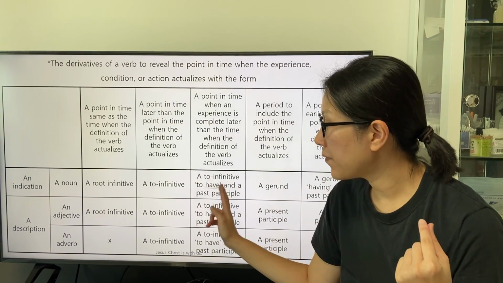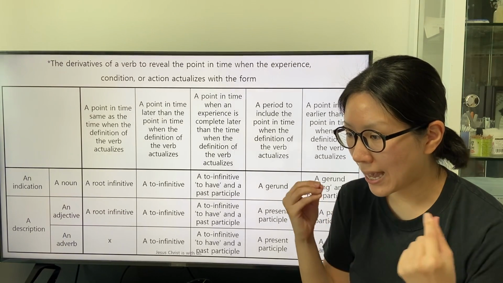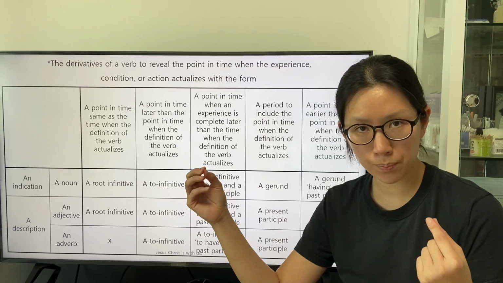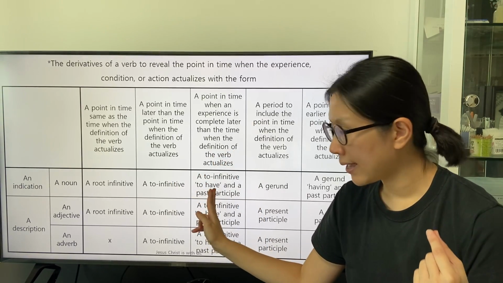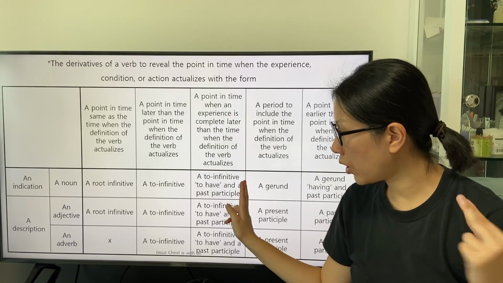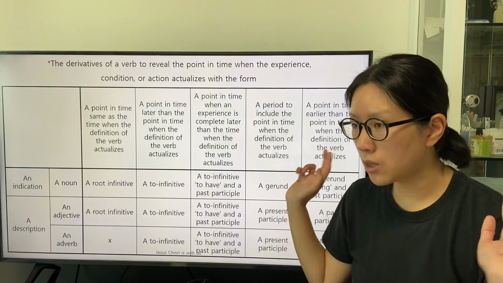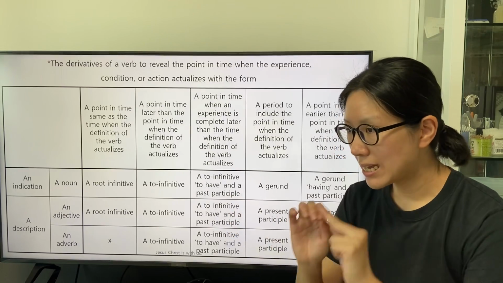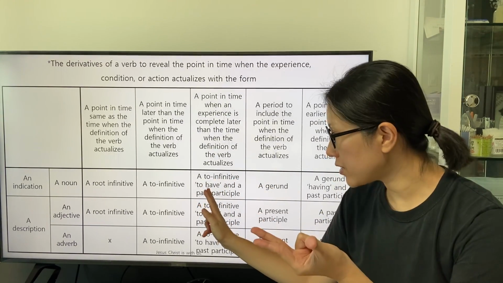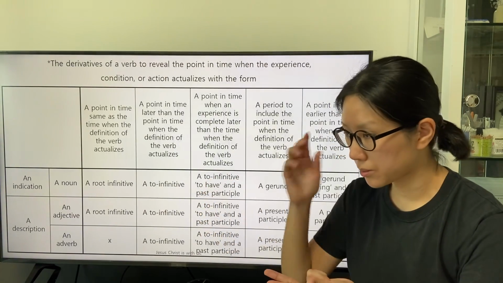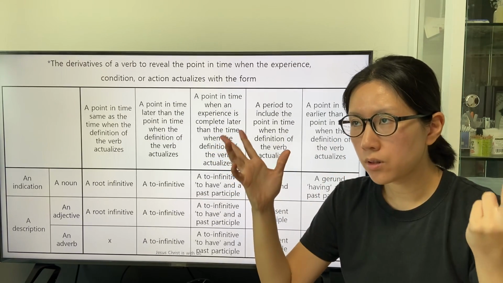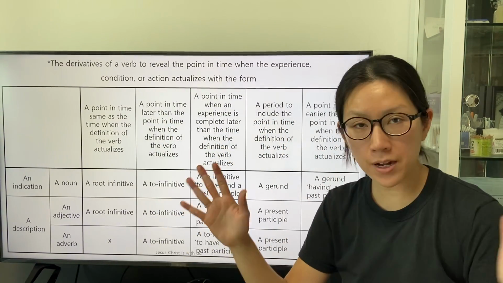The root infinitive have has the same form as the intransitive verb have, and the definition of the past participle specifies the definition of the root infinitive have. We can think of the clause stated in the perfect tense.